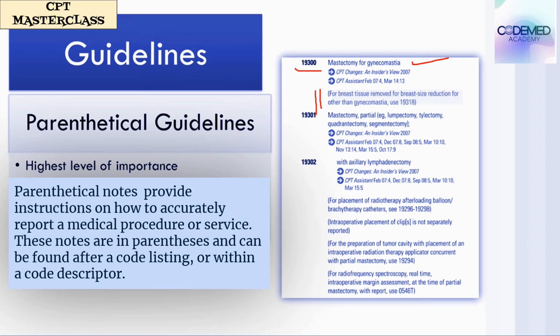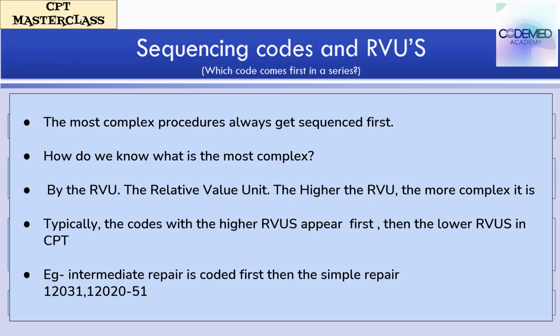So in this case, if the mastectomy is for the breast reduction, I cannot use the code 19300 because it is mainly for gynecomastia. So I need to read this code, apply them, and when I apply these guidelines, I will choose the right kind of code. Now the last and important slide is sequencing of the code.